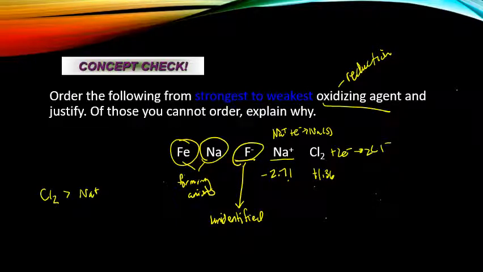For our different orders, they would be impossible to tell because they have no values. But because I have the negative 271 and the positive 136, I know that the more positive is the more desirable for that particular process. And so as a result of that, the Cl2 would be the stronger oxidizing agent compared to the Na+.